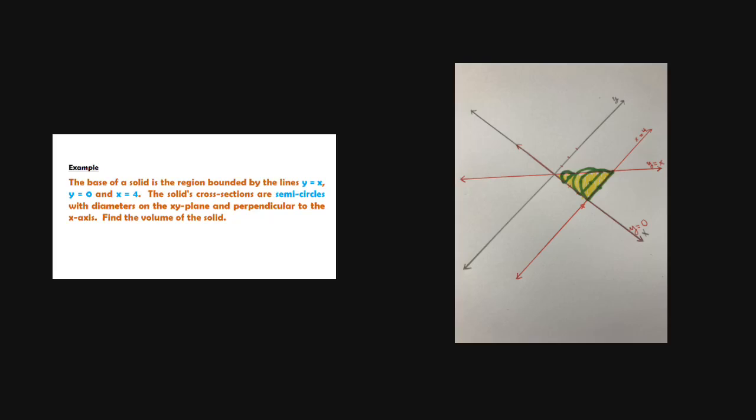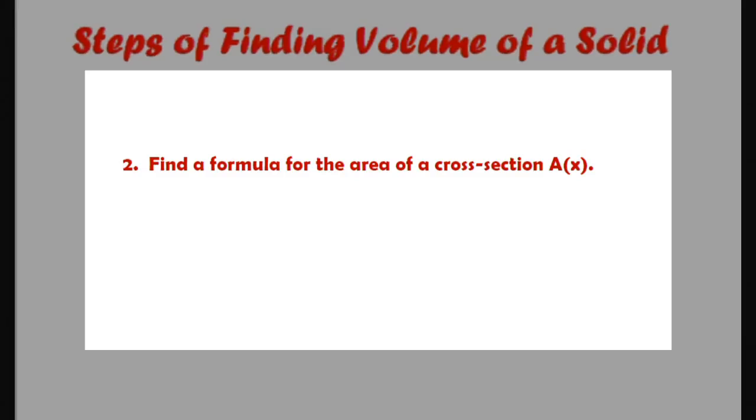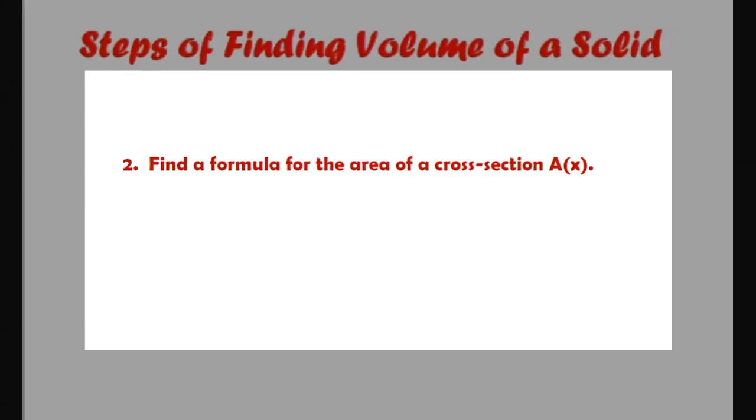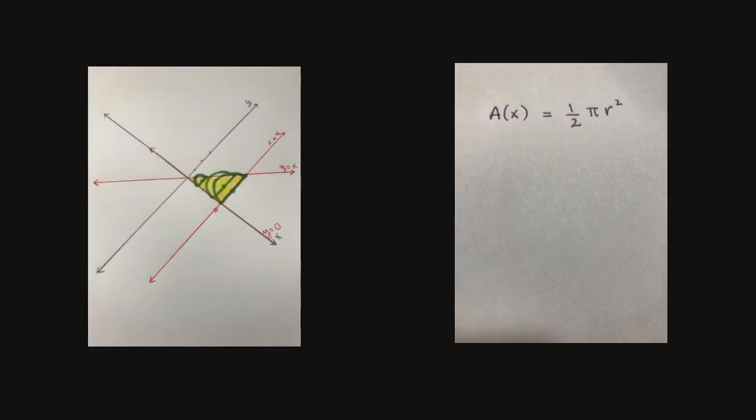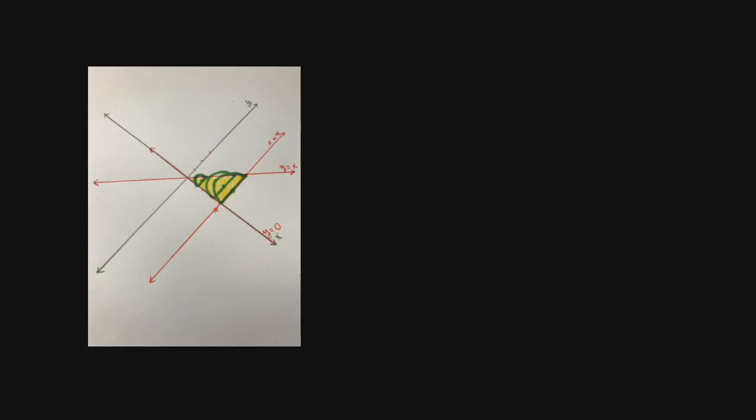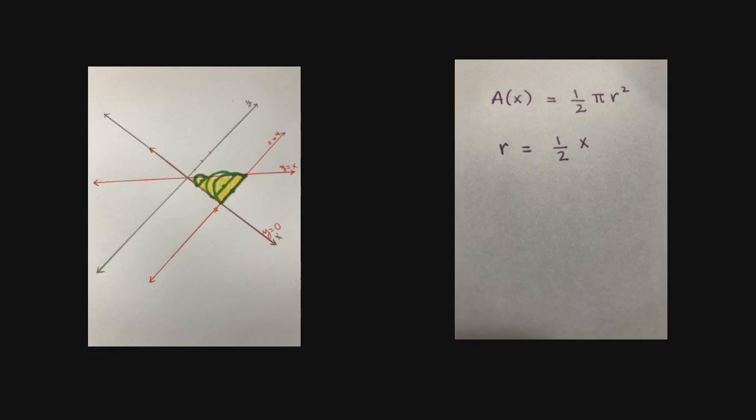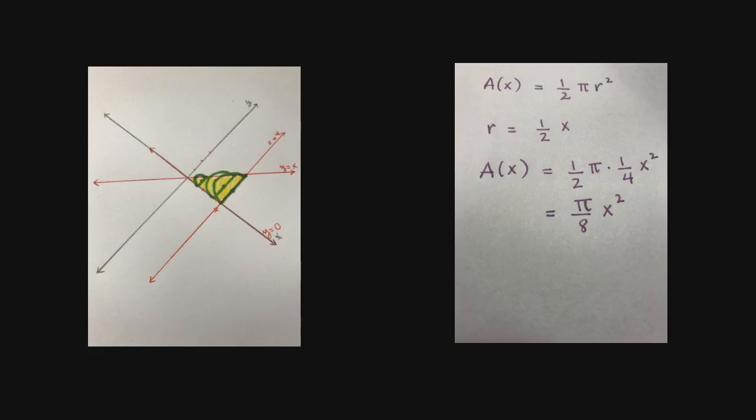A couple more cross sections to show our solid clearly here. The second step is to find the formula for the area of a cross section, A of x, using the diagram in step 1. The area of a semicircle is 1/2 pi r squared. Using our diagram, we see that the diameter is x, so r is 1/2 x. Plug that into the area, and you will get A of x equals 1/2 pi times 1/4 x squared, which is pi over 8 x squared.